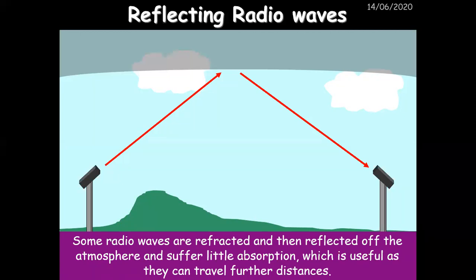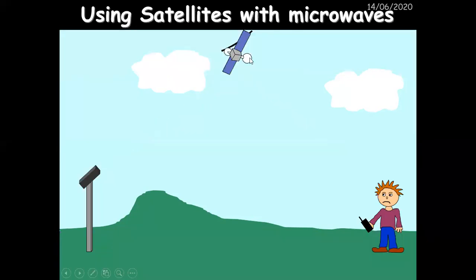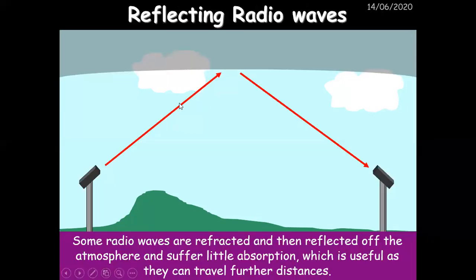Okay, so this is useful because it can be used for communication or sending signals. Now, using the satellite works in a similar way. Sometimes the atmosphere is not the most efficient way. It works, but it's not the best way to make things work. It works for radio waves very well.